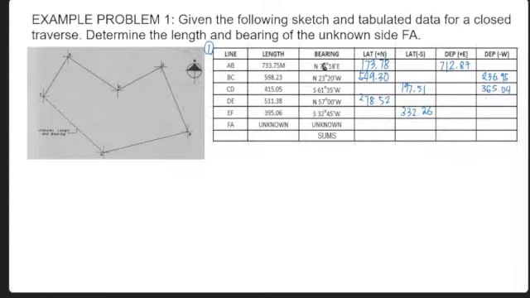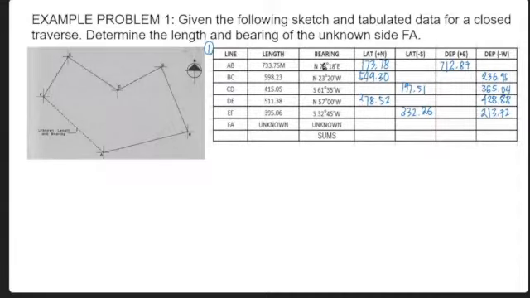EF. West-west pala ito lahat. 13.72. Okay, so since we now have all the departures and all the latitudes, the next thing is to get our sum.